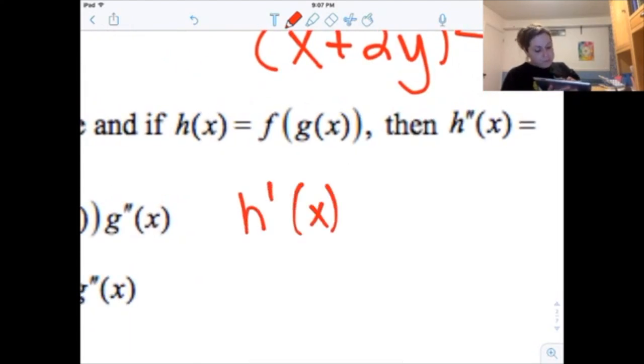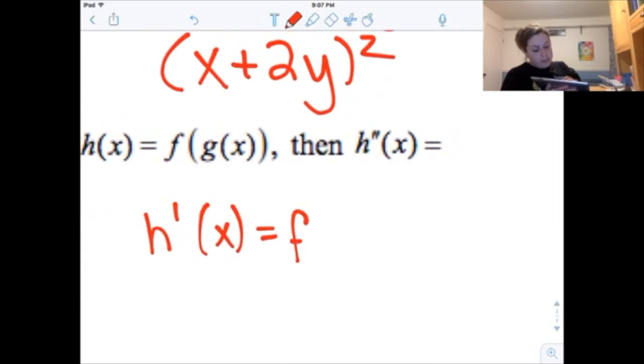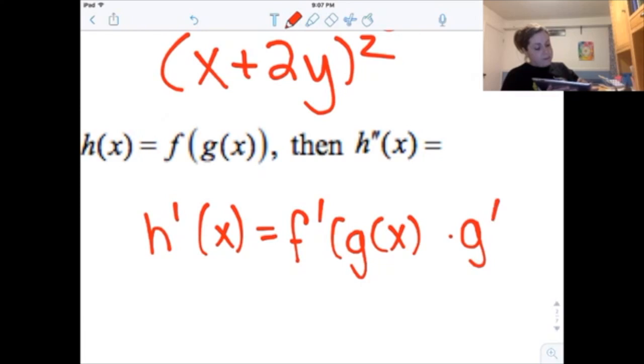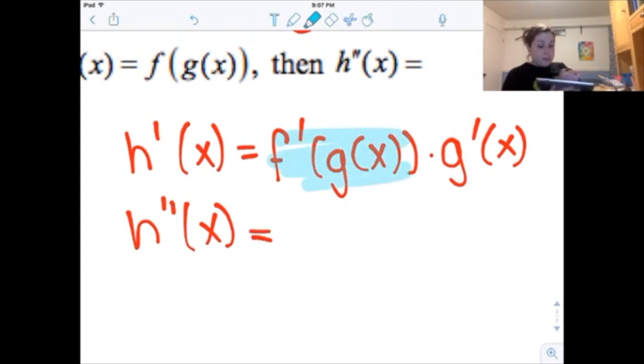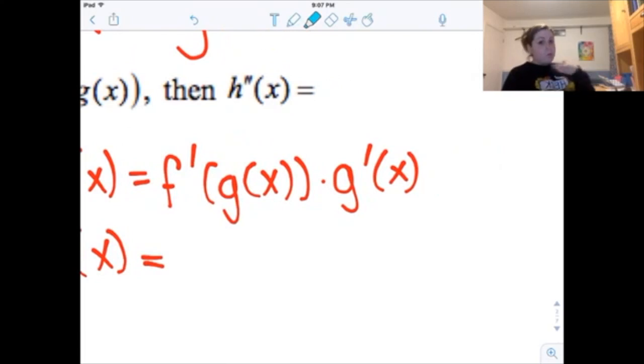So h prime is going to be, this is chain rule, derivative of the outside, leave the inside alone, times derivative of the inside. And now I need h double prime. And so I need to really analyze what's going on here. So on this part, we have some chain rule. And on this part, we have some product rule, right? Those are being multiplied.